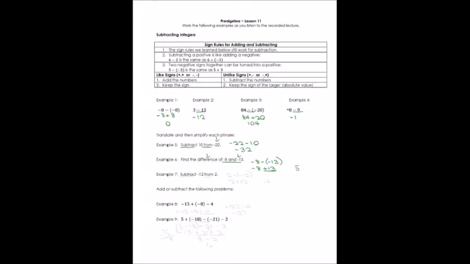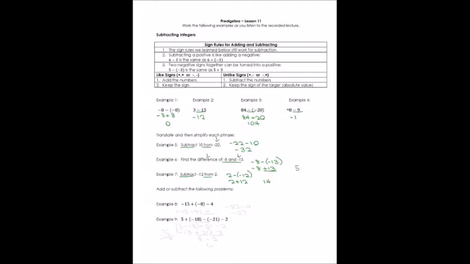Next, number 7 says subtract 12 from 2. Well, there's that translated backwards one again, subtracted from. So I've got to write my 2 first, and then I'm going to say minus the term that I've got to subtract. It's going to be a negative 12. Once again, I've got two negatives together. This is really 2 plus 12. I add them. They have the same sign, and I keep the sign. It's positive.